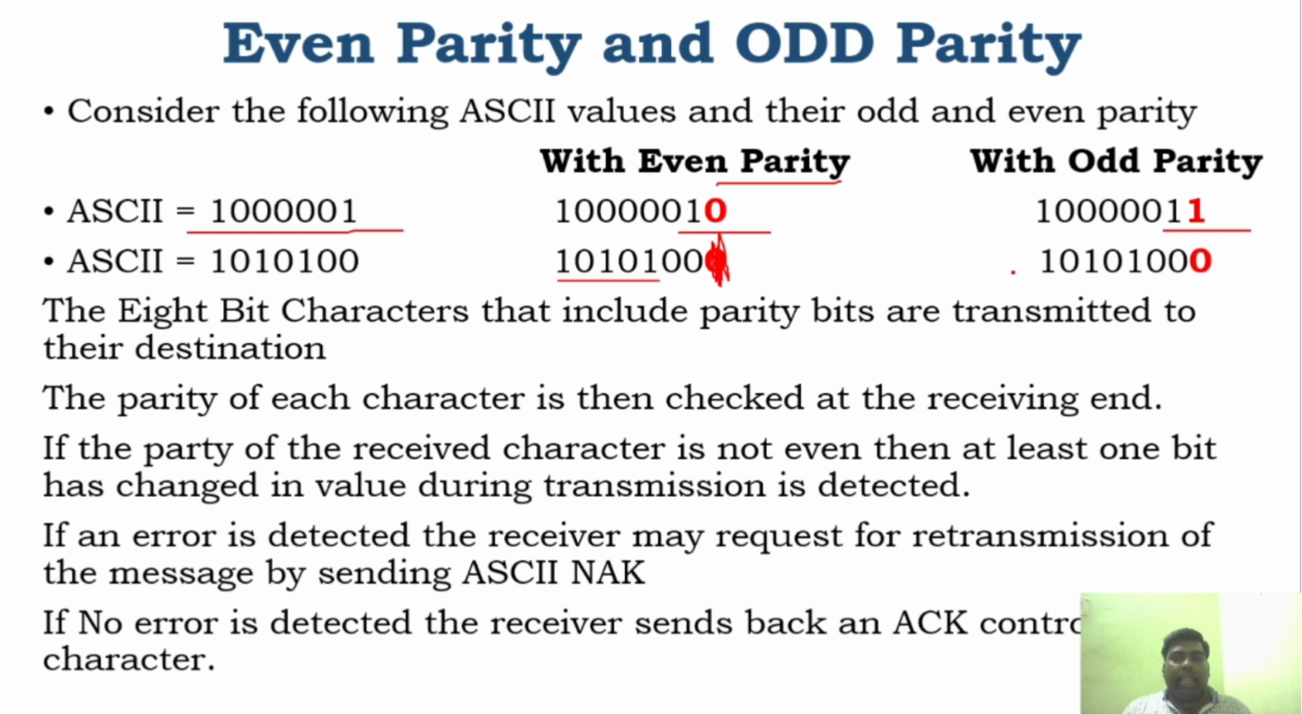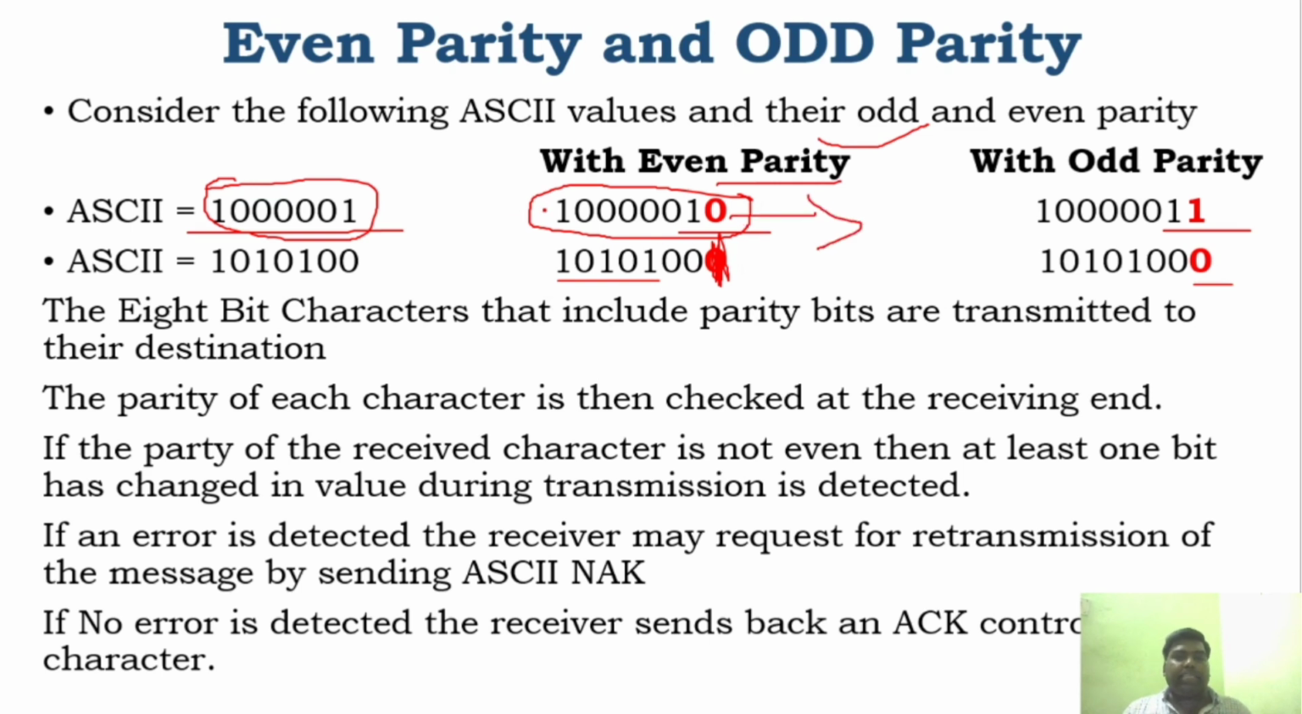Okay, and this was even parity, and if it were odd parity, you can see this is already 111 here, so I'm adding 1, right? And it is 111 here, so it is already 3, so I'm adding 0, right? Now if for example this message is transmitted, the sender is going to use even parity, so this is what they will send, right?